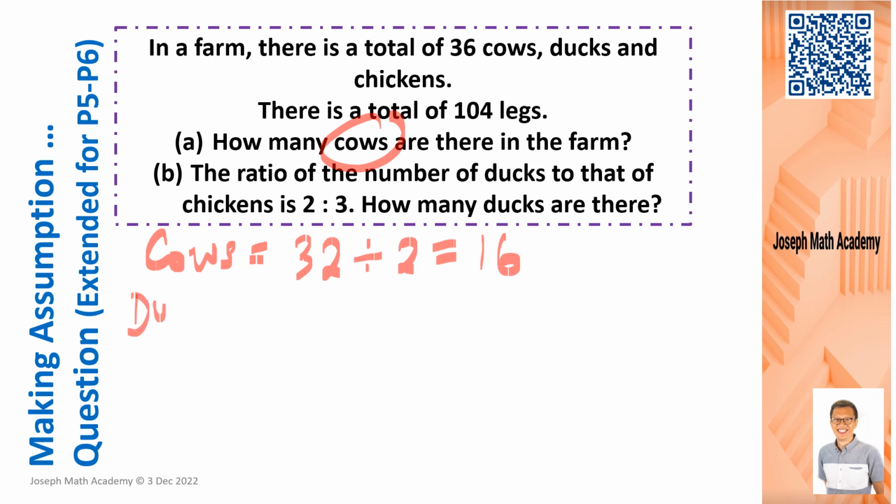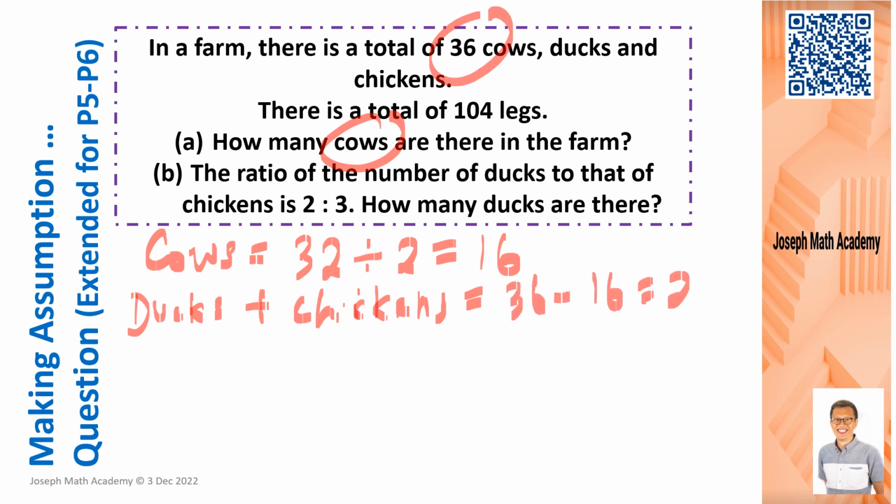Now let's go to the other two groups, which is ducks and chickens. Okay, let me write down properly. So ducks and chickens, the total would be 36 subtract 16, that gives us 20. So there are 16 cows, and there is a total of 20 ducks and chickens in total. Now, this is for the P6s already. So this part we have answered the question: how many cows are there? 16. Part A is done.